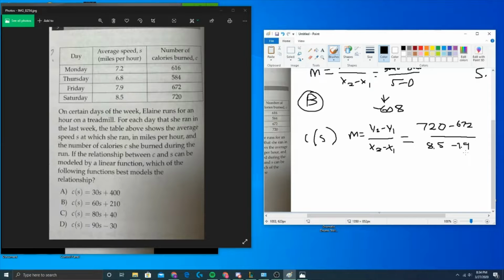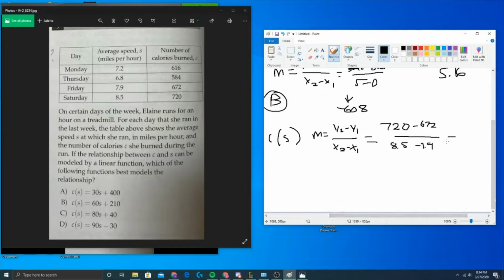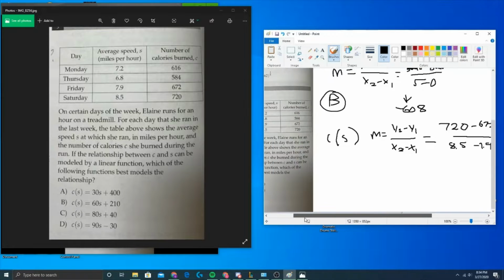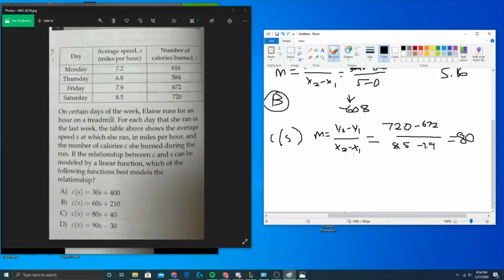Let's put these in our calculators. 720 minus 672, over 8.5 minus 7.9, 48 divided by that. That's going to give us a slope of 80. We see that our slope is 80, so we could obviously just see that C is going to be our answer. But I'll just solve the rest for you, just in case. Never know.